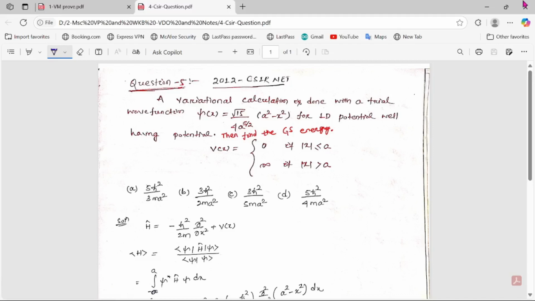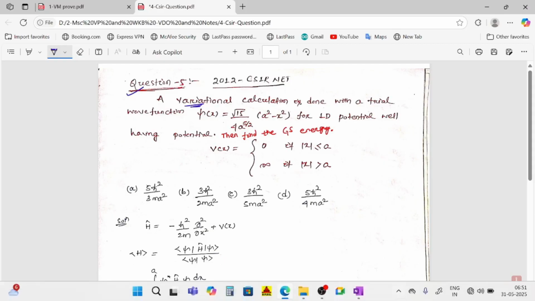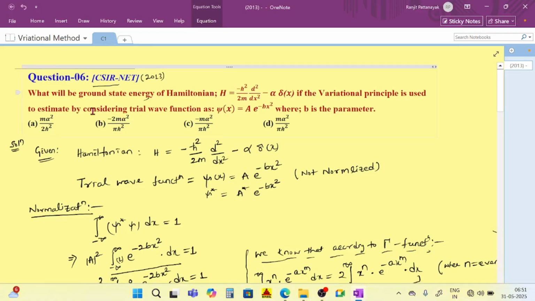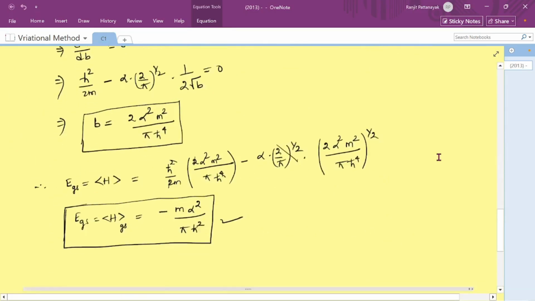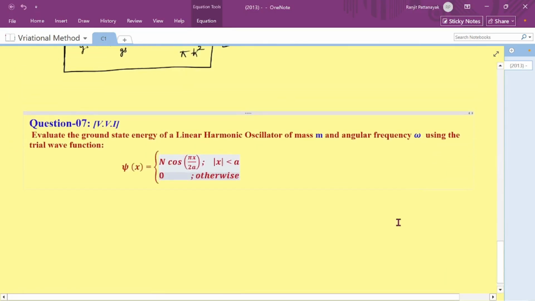Okay, hello everyone. In this lecture series, we are discussing questions based upon variational principle. In the last class, we discussed this question and this question in detail. Both are asked in CSIR NET. In today's class, we are going to discuss another important question.